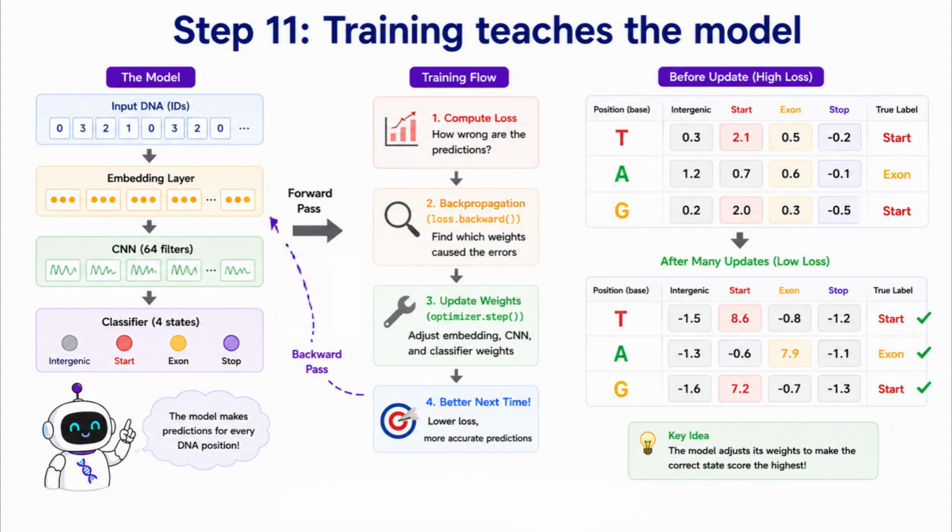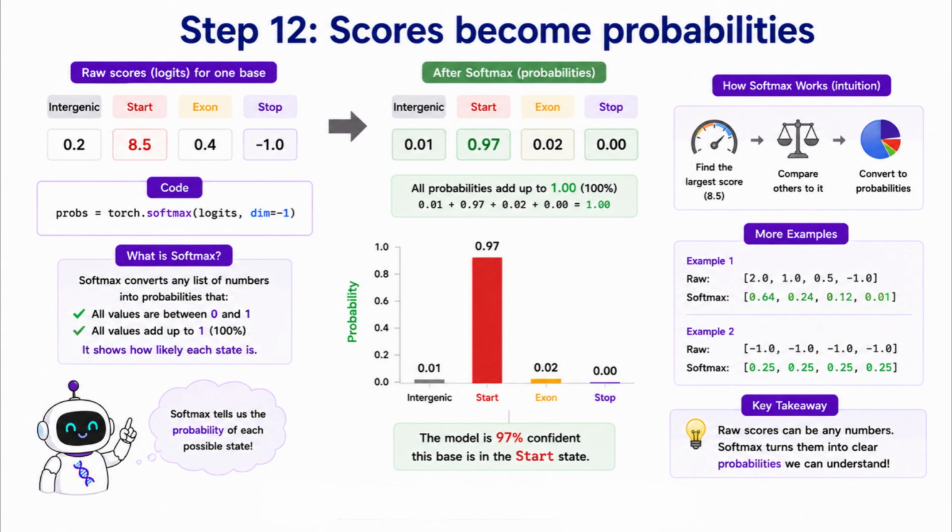The loss tells the network what it got wrong. Backpropagation adjusts millions of tiny parameters. With each training step, the model becomes a little more accurate. The classifier scores are converted into probabilities. Now we can see how confident the model is about each prediction. Higher probabilities indicate stronger confidence.